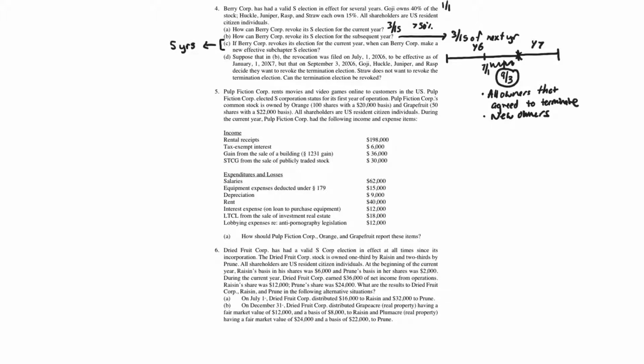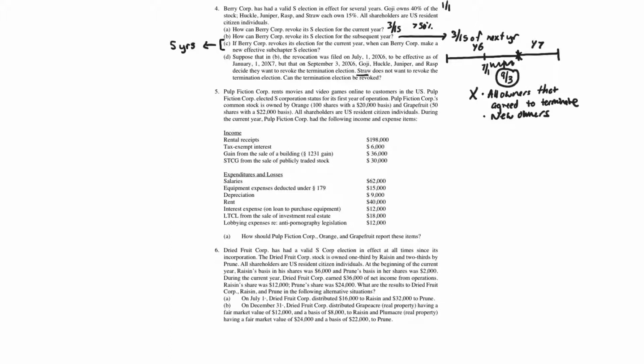Now, we're not told who voted when the original decision was voted on July 1st for revocation of the S Corporation election, but the key is that we know that Straw does not want to revoke. So let's assume that Straw did vote to terminate the S Corporation election. Well, unfortunately, we do not meet the requirements, and we're bound to the revocation of the S Corporation status. So the S Corporation would indeed terminate its S Corporation status because Straw is not on board.